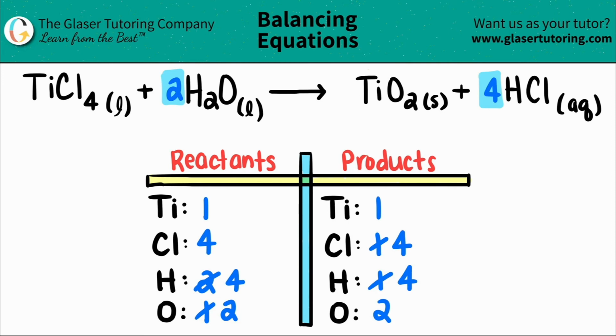So we're balanced. So the full balanced equation would be 1 TiCl4 plus 2 H2Os, and that would give us 1 TiO2 plus 4 HCls.